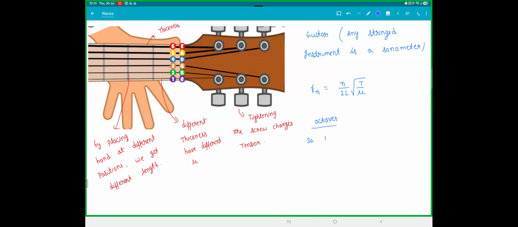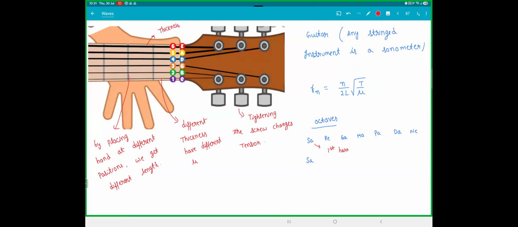Sa, re, ga, ma, pa, da, ni. If you continue, you'll get one more sa again. Sa, re, ga, ma, pa, da, ni, sa. You say a sa again in the end. So what is this sa actually? This is your first harmonic sa.